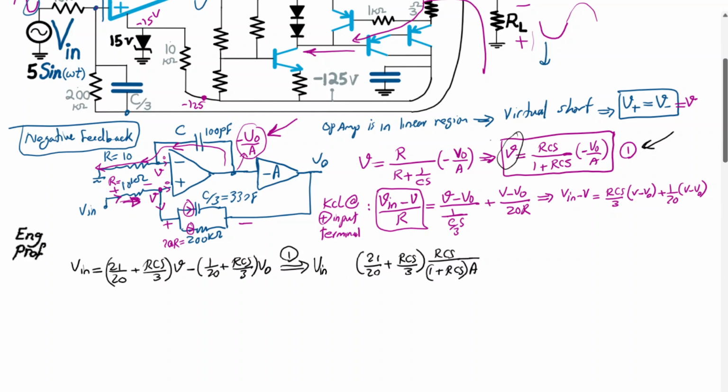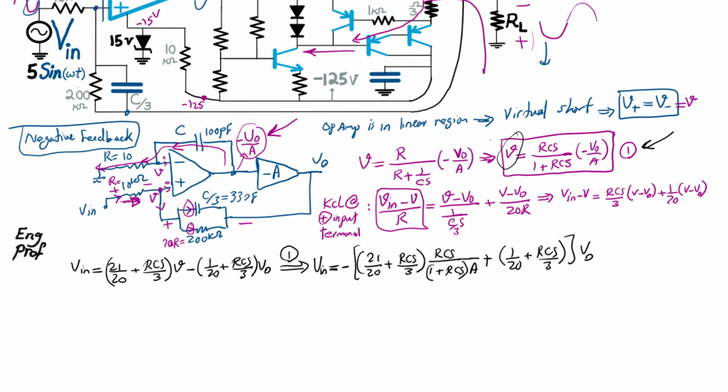V in is equal to minus, and what we have is, just to make sure I'm not missing something, we have V out, which I can factor out, and minus 1 over 20 plus RCS divided by 3, and we have V out. So I can factor out, there you go. So we have V out.